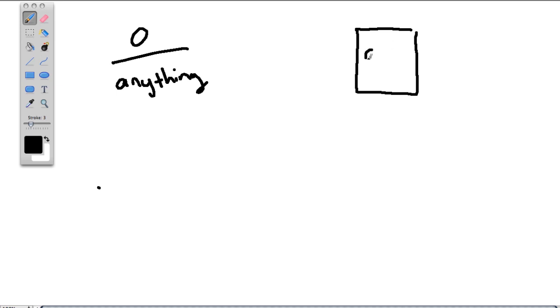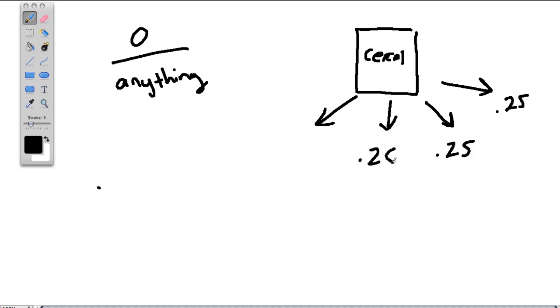So let's start with 0 divided by anything. One of the ways of picturing division, and I think it's very useful in this case, is to think of taking something, let's say a box of cereal. If you divide this one box of cereal among 4 people, then everyone would get 0.25 of that cereal. If you gave it to 10 people, each person would get 1/10 of that cereal. So you can divide 1 by different amounts and you get different numbers.